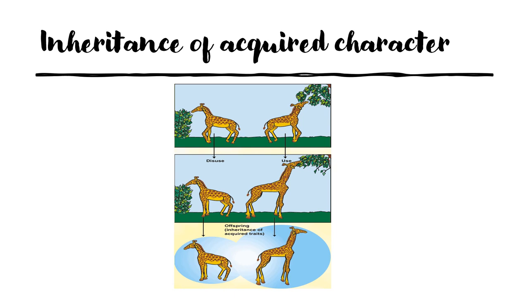But this longest neck character is transferred to the next generations. So generation by generation it is transferred. That's why the present giraffe has the longest neck. Right? So the character which is acquired during the lifetime because of environmental changes will be transferred to the next generations. Right? So that is the concept regarding inheritance of acquired characters. Right?